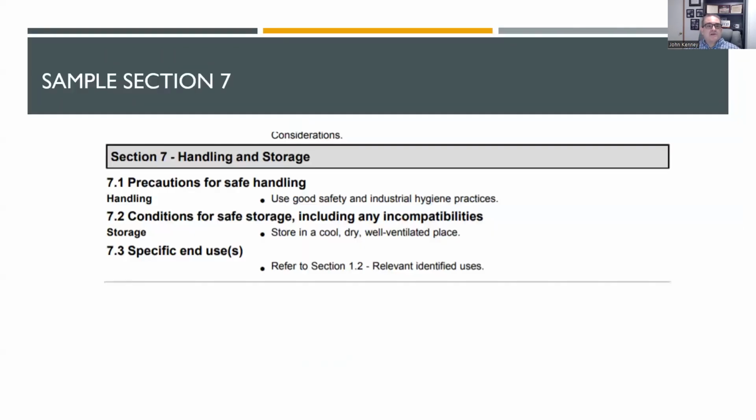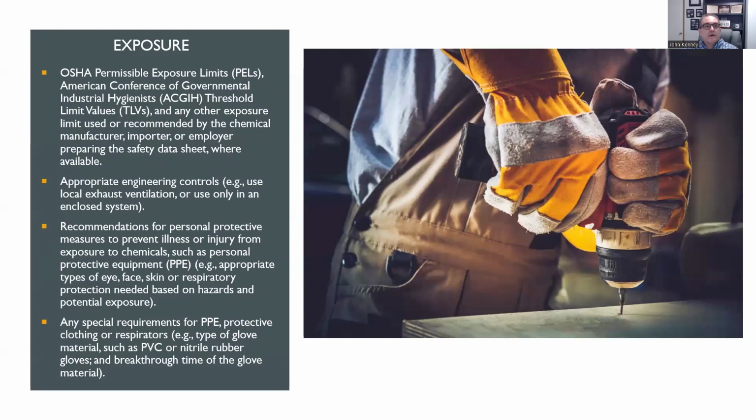So sample section 7. This one, use good safety and industrial hygiene practices for storage. Store in a cool, dry, well-ventilated place. And specific use. Refer to section 1.2, relevant identified uses. Again, now that's taking you back to the 1.2 section of what it's used for.